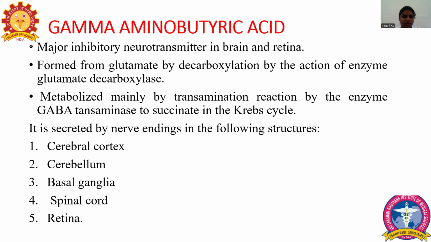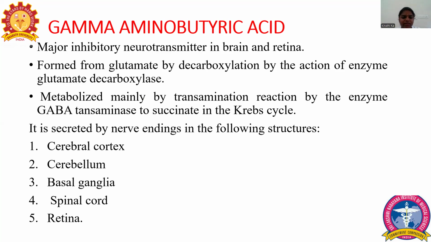So next, gamma aminobutyric acid. Gamma aminobutyric acid is the major inhibitory neurotransmitter in the brain and retina. It is formed from glutamate by decarboxylation, by the action of an enzyme called glutamate decarboxylase. It is present in the body fluids as beta aminobutyrate. It is metabolized mainly by a transamination reaction, by the enzyme GABA transaminase, to succinate in the Krebs cycle.